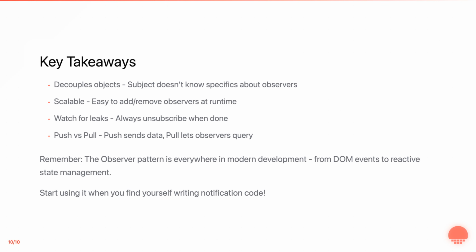Here's what really matters. Observer gives you clean separation between what's changing and what's reacting. You scale by registering more observers. No touching core logic, but watch for memory leaks. If observers don't unsubscribe, they stick around forever. Decide early if you're pushing data in notifications or letting observers pull what they need. You'll see this everywhere. React hooks, event emitters, database triggers. It's one of those patterns you realize you've been needing all along.